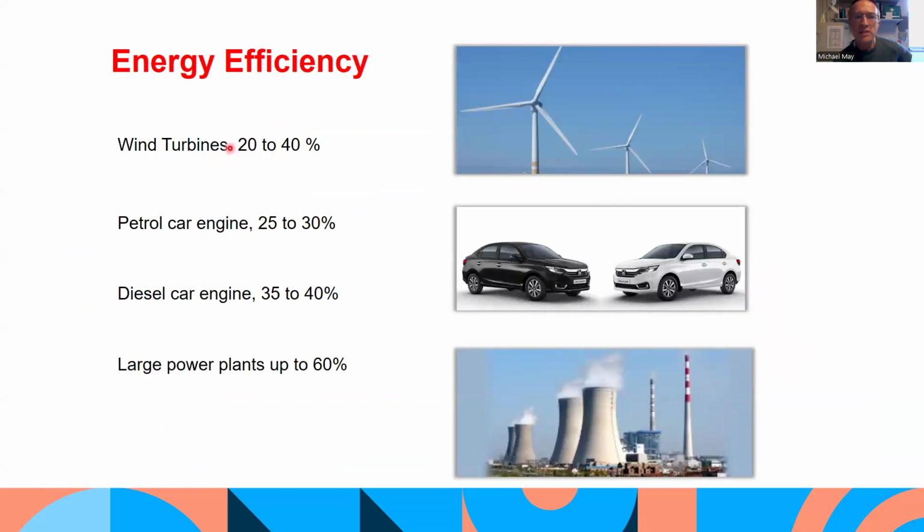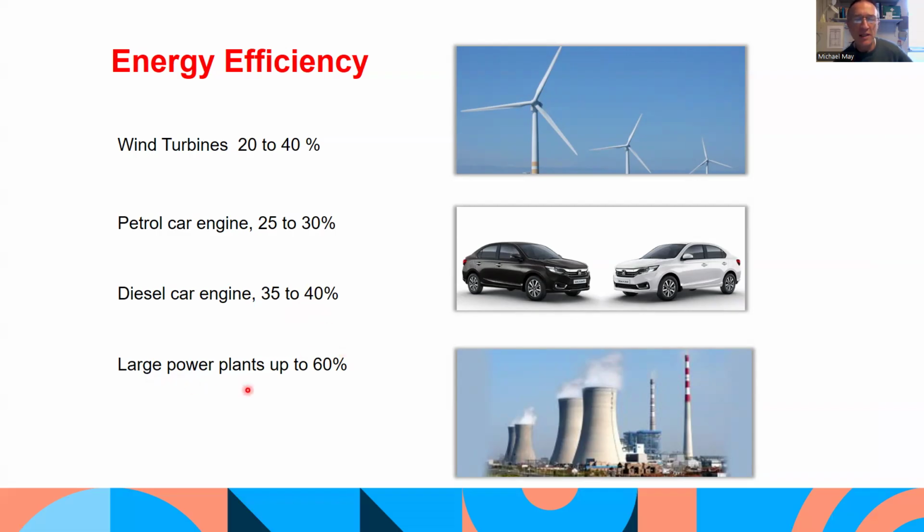So wind turbines have an efficiency generally of 20 to 40%. So a lot of energy goes to waste. You can imagine that the wind is quite chaotic, so it's difficult to grab and harness all of that wind. Petrol car engines, 25 to 30%. So we lose a lot of energy there due to heat being dissipated in the engine, due to friction at the road surface, and due to air resistance as well. Diesel car engines are a bit more efficient, and these values have more than likely changed in more recent times as cars have improved their efficiencies.